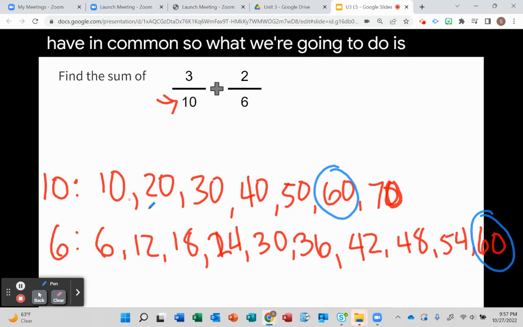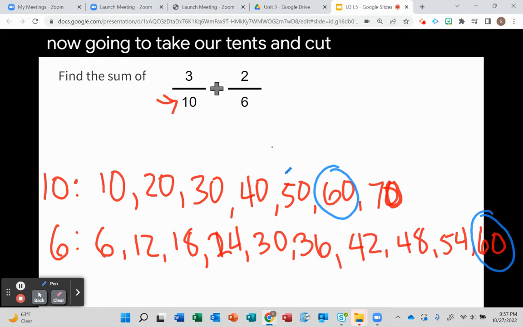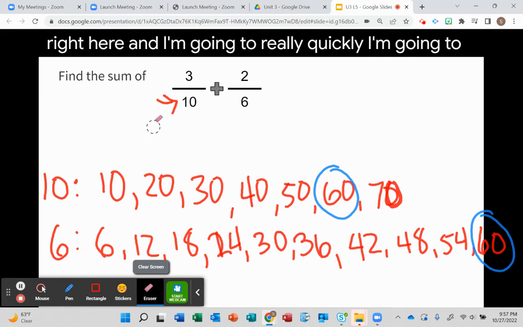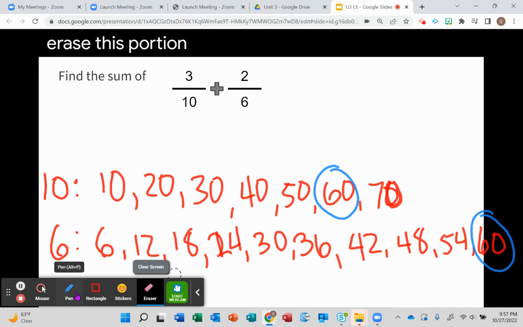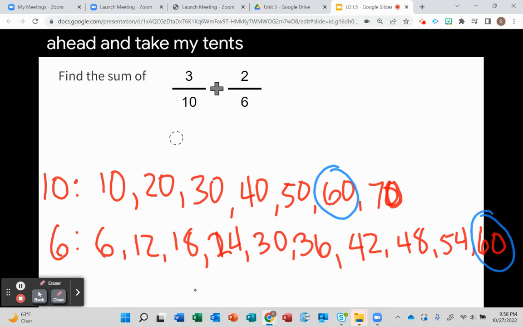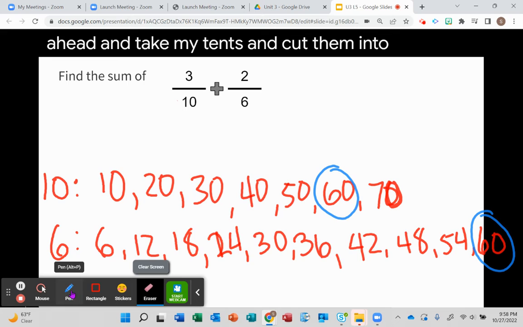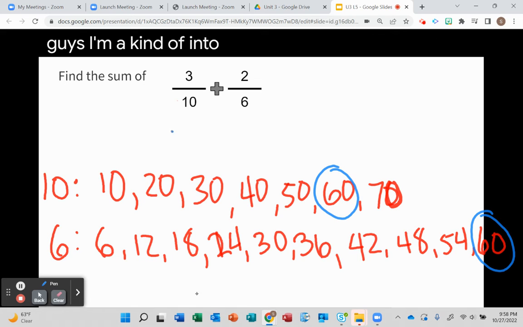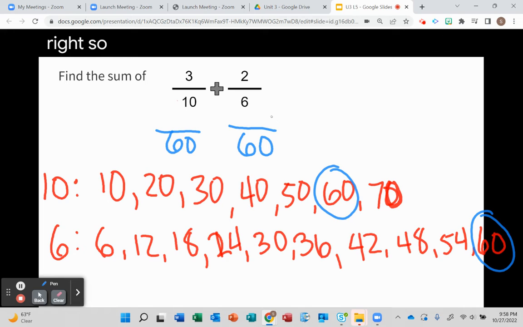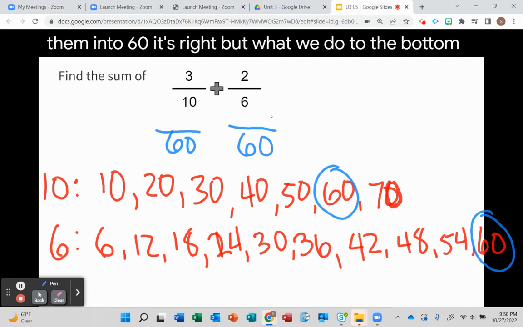So what we're going to do is take our tenths and cut them up so we have 60ths. So I'm going to put this right here, and I'm going to really quickly erase this portion. Okay. All right. So I'm going to take my tenths and cut them into 60 pieces, right? And I'm going to take my 6 and cut that into 60ths, right? So we took our whole and cut it into 60ths, right? But what we do to the bottom number, we have to do to the top number.